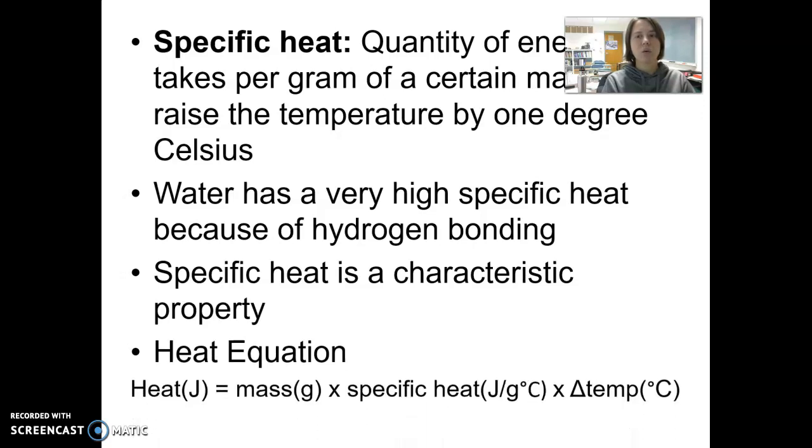It only depends on the substance. And we jumped into the heat equation, which is heat measured in joules is equal to the mass measured in grams times this quantity called specific heat, which we know is a characteristic property measured in joules per gram degree Celsius, times our change in temperature measured in Celsius. Well, that's a lot to write, so let's write the equation using variables. Q stands for heat, I don't know why, equals mCp. Cp stands for specific heat, again, I don't know why, it just does, and then delta means change in.